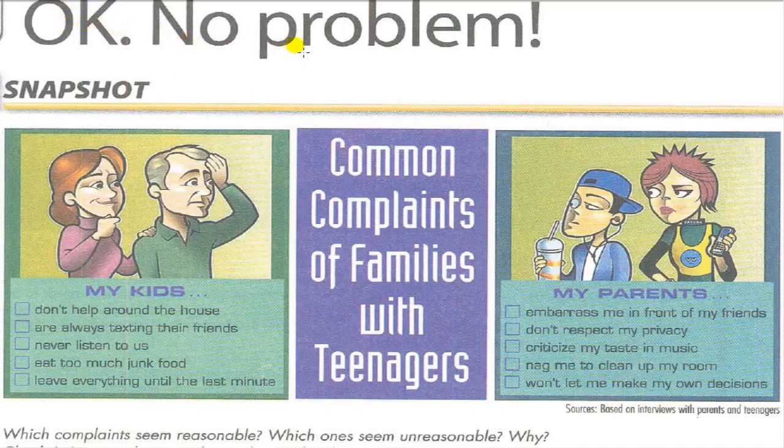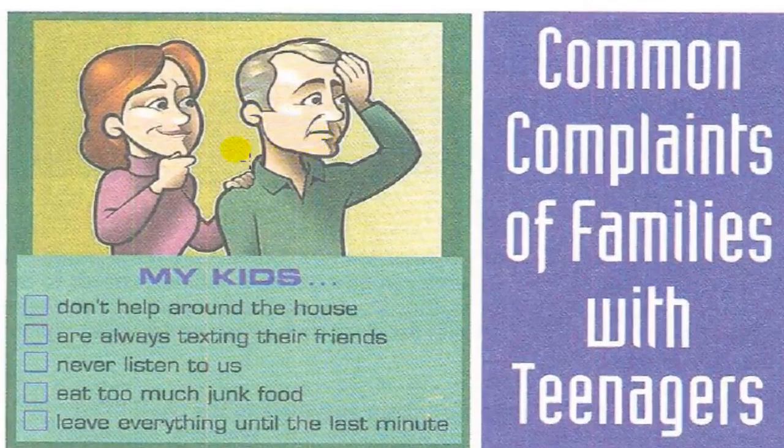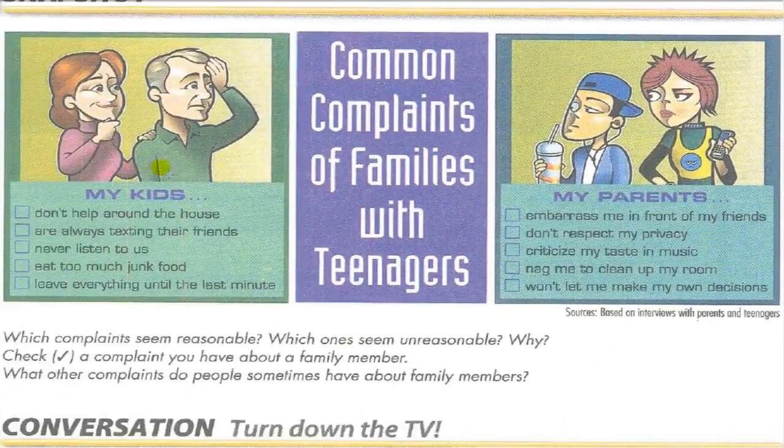Okay, no problem. Unit 6, Exercise 1, Snapshot. Look at the picture. What do you see? Man, woman, husband, wife. Second picture: boy, girl, son, daughter. Parents. What about the parents? They are wearing classic fashions. But look at their kids.